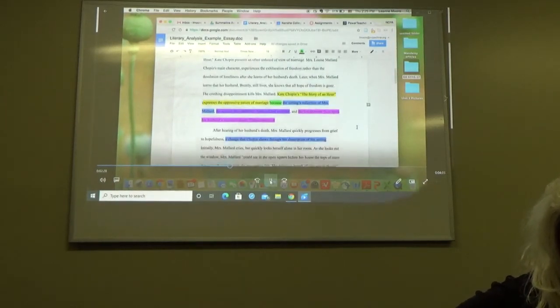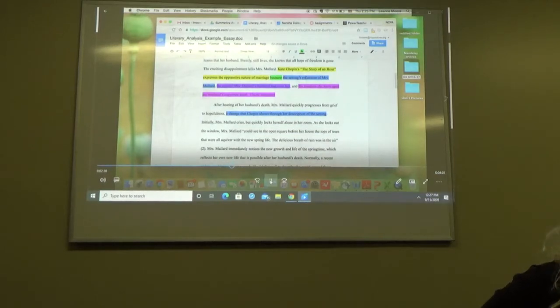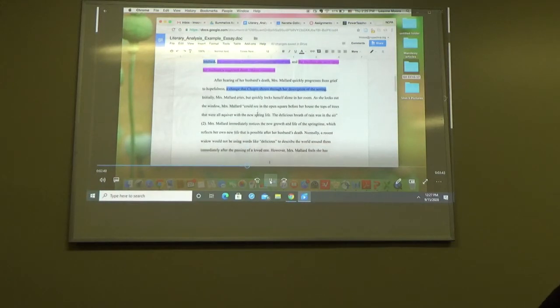And then for your body paragraph, you're going to start with your first reason, the setting's reflection of Mrs. Mallard, and you're going to put that as the topic sentence of your body paragraph. Okay, so the first body paragraph needs to talk about your first reason. Okay, and so let's look at this body paragraph.